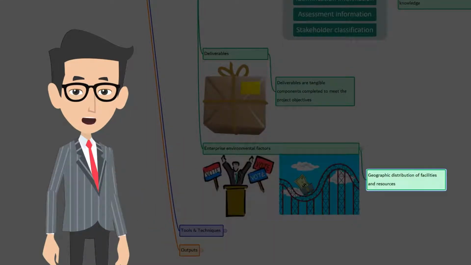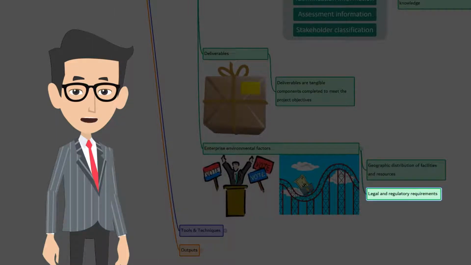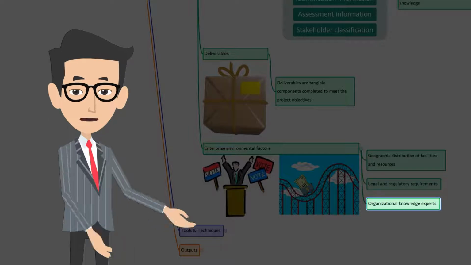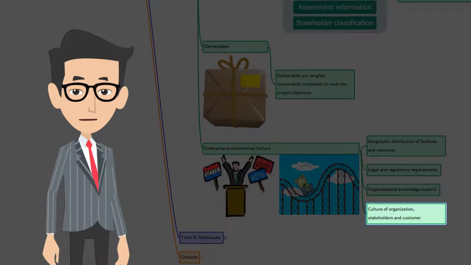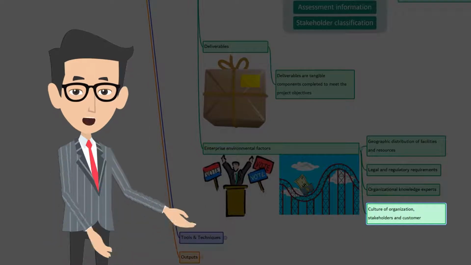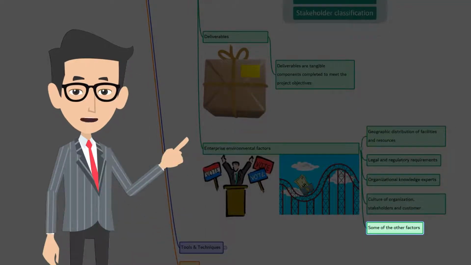The enterprise environmental factors that can influence the Manage Project Knowledge process include geographical distribution of facilities and resources, legal and regulatory requirements and/or constraints, organizational knowledge experts, culture of organization, stakeholder and customer. Other factors include the value placed on learning and social behavior norms.